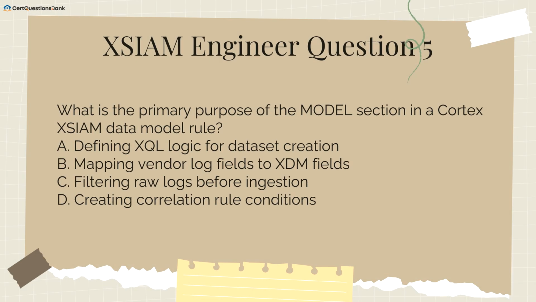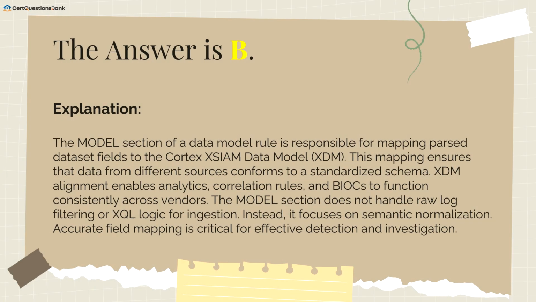What is the primary purpose of the model section in a Cortex XSIAM data model rule? A. Defining SQL logic for dataset creation. B. Mapping vendor log fields to XDM fields. C. Filtering raw logs before ingestion. D. Creating correlation rule conditions. The answer is B.